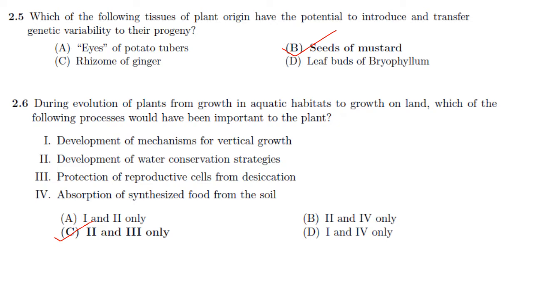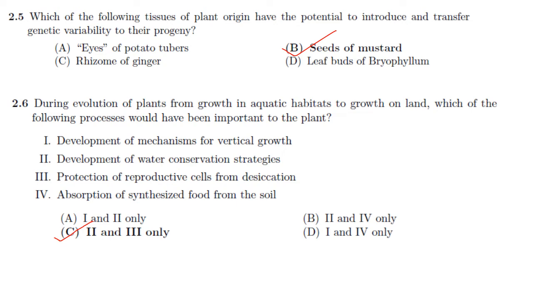Next one. Which of the following tissues of plant origin have the potential to introduce and transfer genetic variability to their progeny? Eyes of potato tubers? No, because they are involved in vegetative propagation. Then rhizome of ginger, that is also a means of vegetative propagation. Leaf buds of Bryophyllum, that is also vegetative propagation.